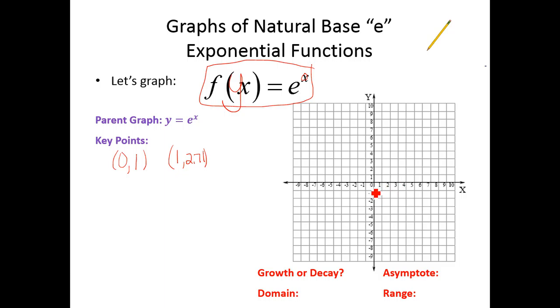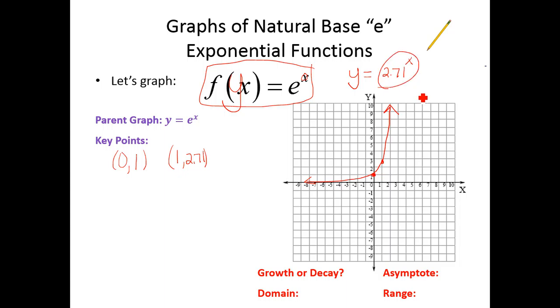So my parent graph, and then notice this graph that we were asked to make here doesn't really have anything that's moving it, shifting it, stretching it, flipping it, any of those things that we've discussed. My parent graph looks like this: 0, 1, 1, 2.7. So this, guys, is an exponential growth graph. How do I know that to connect the dots in this way? Well, because e is 2.71. So it's like we're being asked to do this.